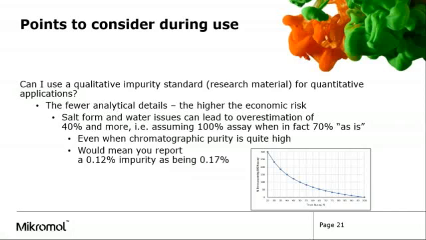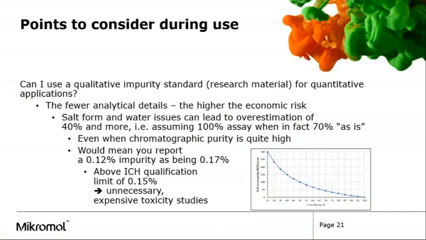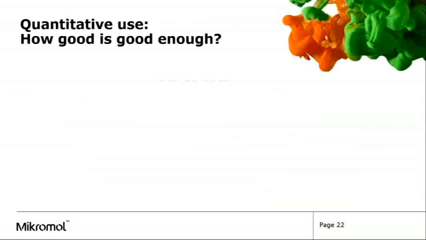And an example where that can be important is shown here, where you have in actuality a 0.12% impurity. If you overestimate the standard by assuming 100%, you would calculate 0.17%, and now you've exceeded the 0.15% qualification threshold, and it may be necessary to consider tox studies to qualify that. So that's the economic risk.